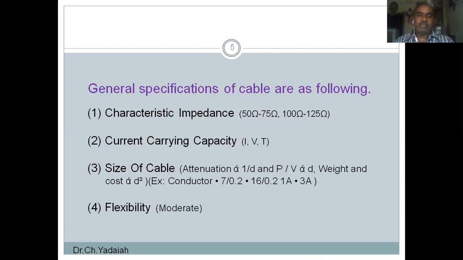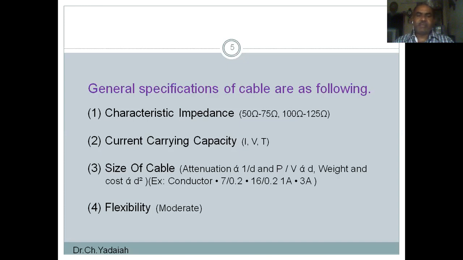Another specific characteristic of the cable is the size of the cable. The size of the cables depends upon different factors, mainly attenuation and weight, both power and voltage carrying capacity, and different factors; we have to consider the weight and cost.